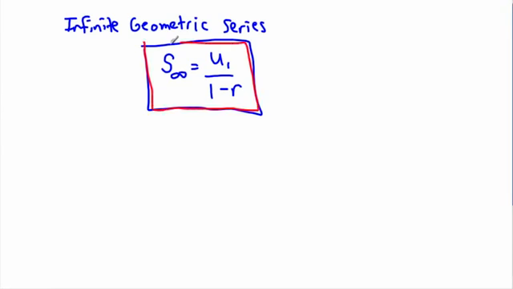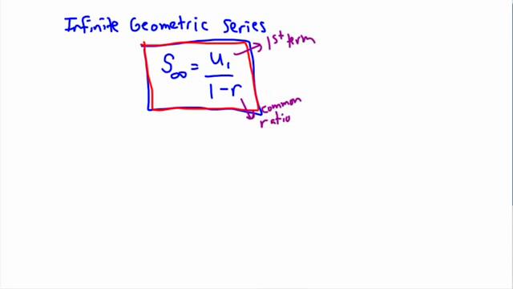But there's something really important. Well, first of all, this tells us this is a sum of the first infinite number of terms. Remember, u1 is just the first term. Remember that r is just a common ratio. That's the number you have to multiply everything by. So that's the common ratio.